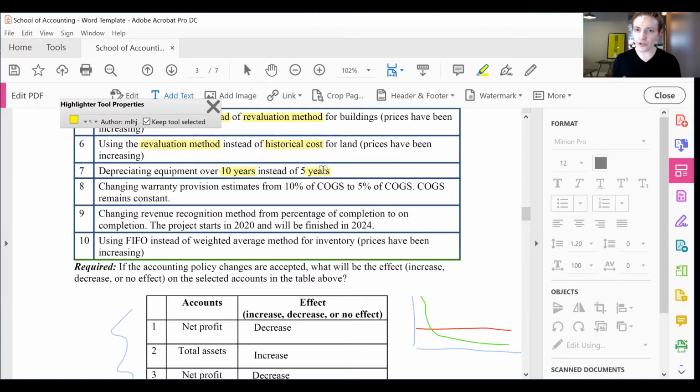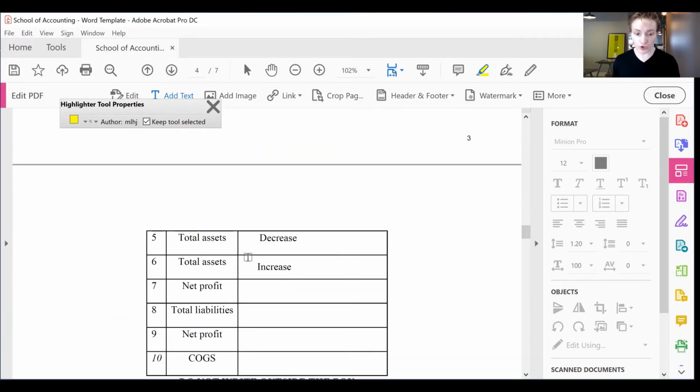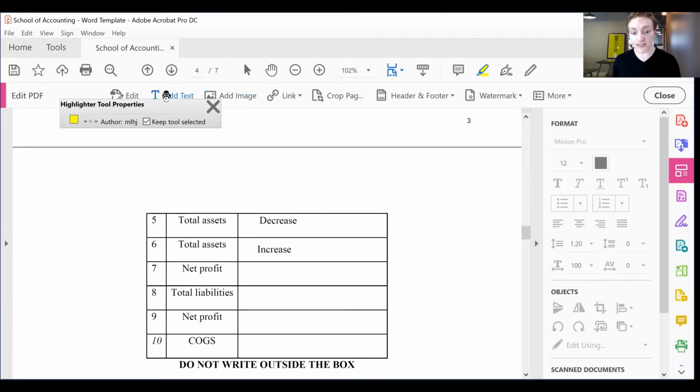If you've got $100,000 worth of total depreciation, if you do straight line for 10 years, that's 10K per year. If you do straight line for 5 years, that's 20K per year. So you can obviously see what the impact would be here. So as a result, our depreciation expense would ultimately change. If we're doing 10 years rather than 5 years, it would increase our net profit because it would have decreased our depreciation expense.